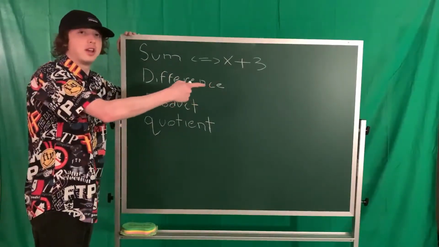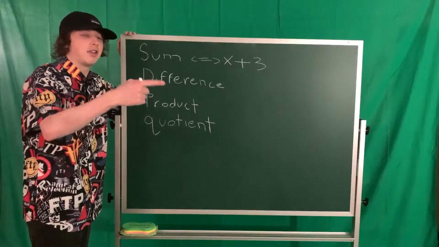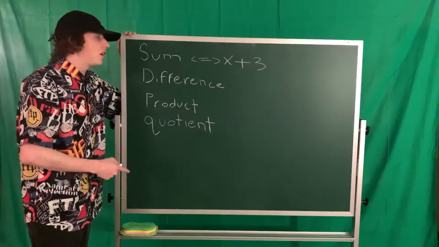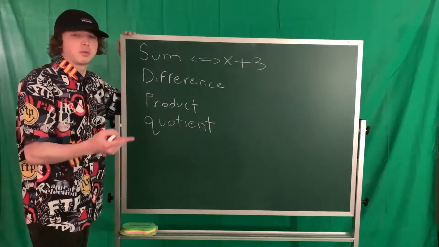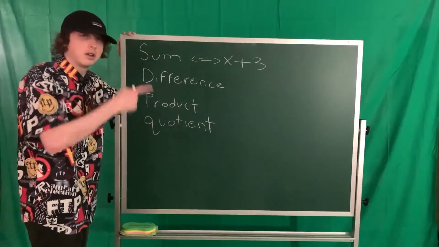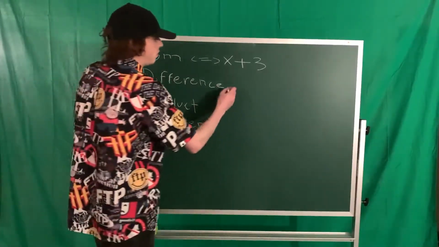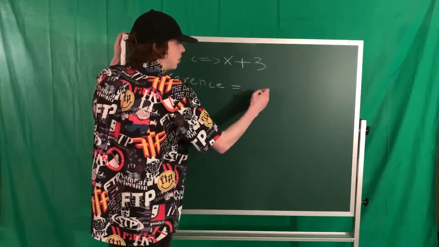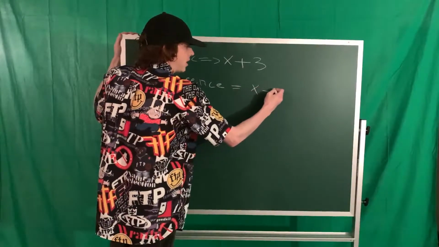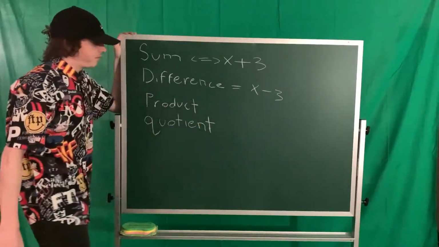Now difference is subtraction. So the difference of a number and 3. The logic behind using that word is, well, what would the difference of that number be if we subtract 3? That is why we use that word and how it's defined. So this would be saying x minus 3, the difference of x and 3.